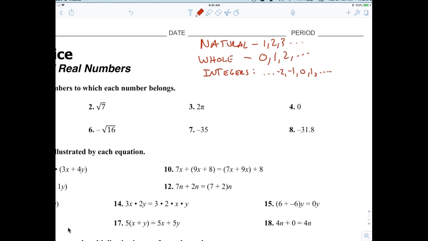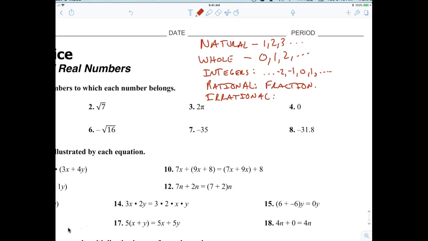Then after integers, we have rational. Rational is any number that can be written as a fraction. That's literally what rational means. Any number that can be written as a fraction is rational. I will give you an example of an irrational. And irrational means what? It can't be written. Exactly. Any number that cannot be written as a fraction.